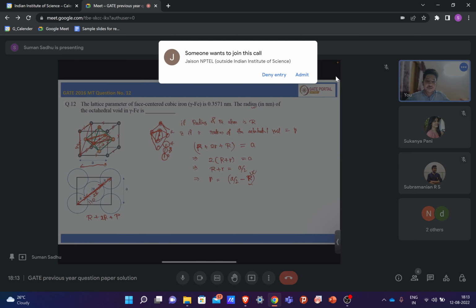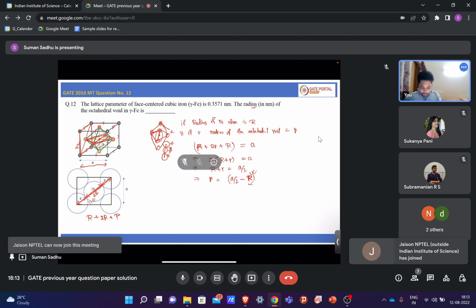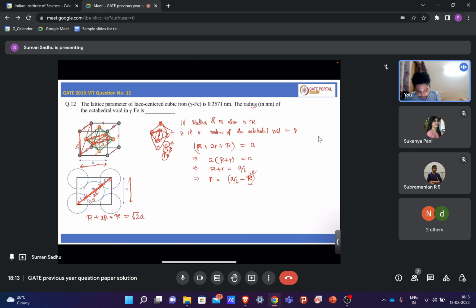So the total distance is R plus 2r plus R, which is equal to root 2 a, because the length of this one side is equal to the lattice parameter a. So the total distance is root 2 a. Now we have the relationship between this capital R and the lattice parameter of the unit cell. So 4R is equal to root 2 a, or we can write R is equal to root 2 a by 4.